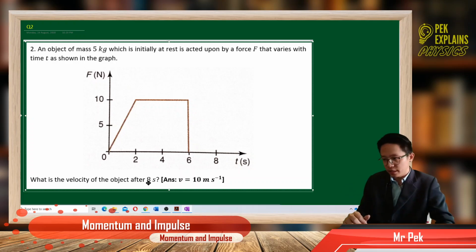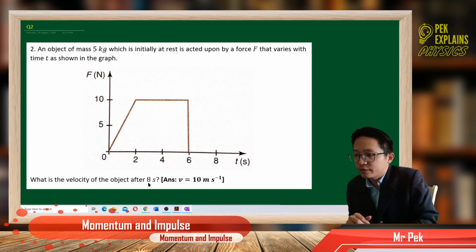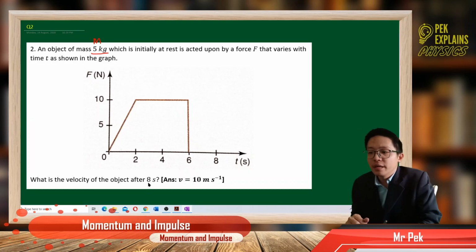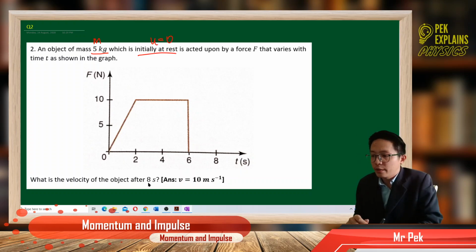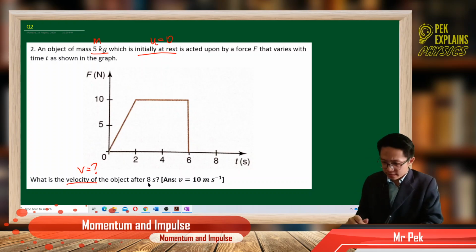Okay, so what information does it give us? So let us write out all the information. We have the mass, 5 kg, initially at rest, so the initial velocity is equal to 0. And then we have a force time graph. And what is the final velocity after 8 seconds? So what we want to find is the final velocity after 8 seconds. After 8 seconds, that means it is already with the whole graph finished.